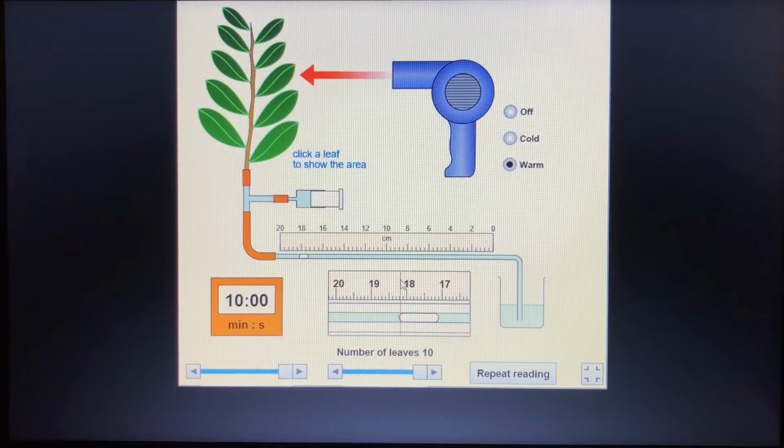And we've got 18.2. Repeat reading. Oh, that's a tricky one. I'm going to go for 19.0. And repeat reading, 18.5. Okay, I'm going to go back to my results table, put my results in, and if you're using the program yourself, you can do that. And then we will start looking at calculating means and how we're going to present our data.